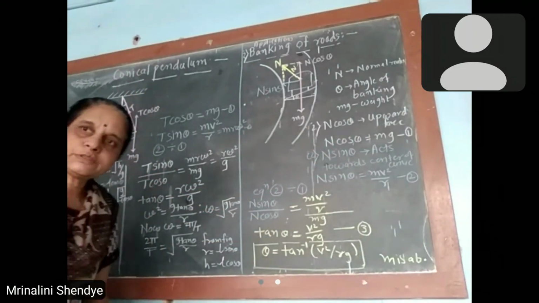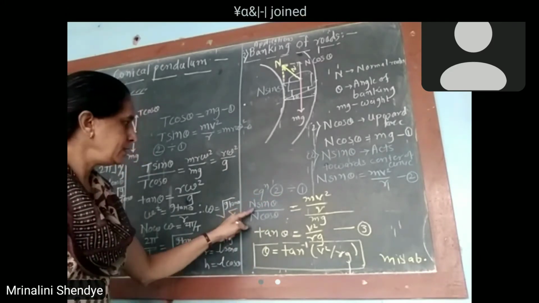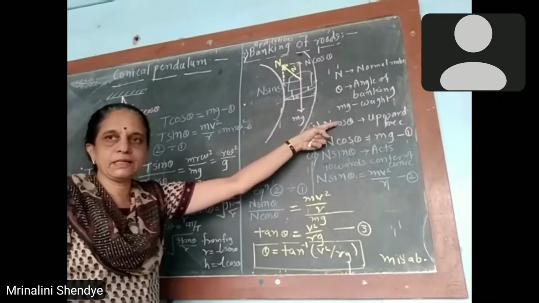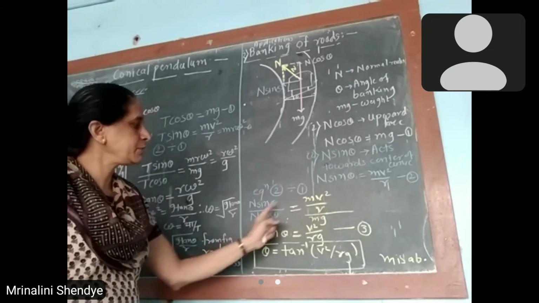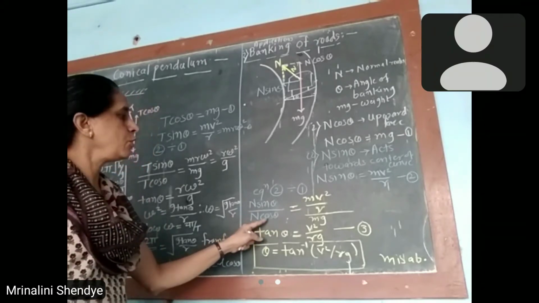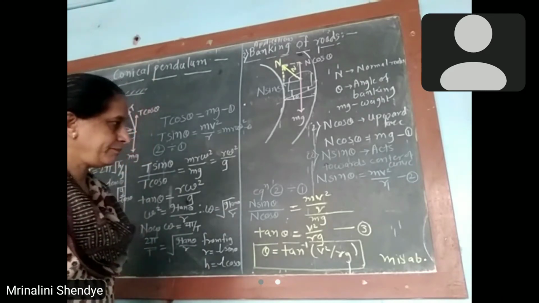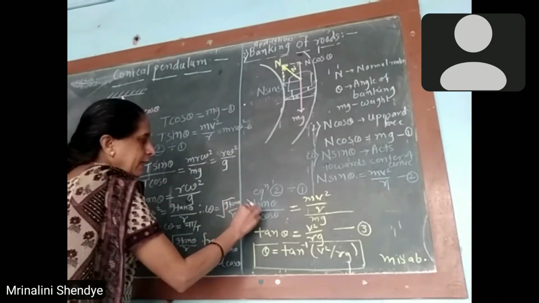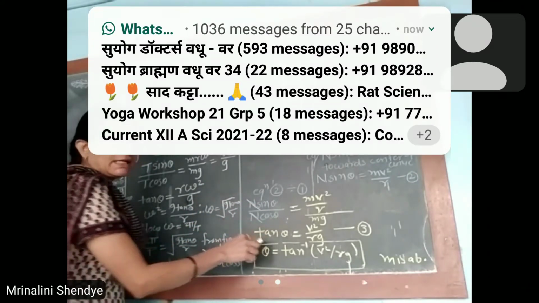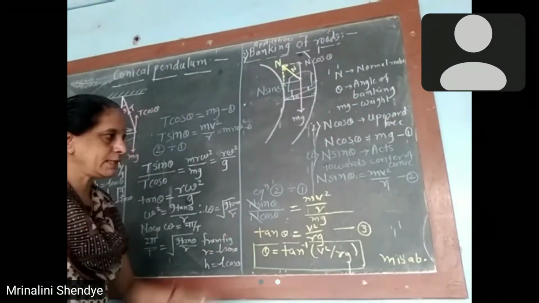I am going to divide equation 2 by equation 1. What do we get? N sin theta divided by N cos theta on one side; on the other, the second divided by the first, mv square upon r divided by mg, because N cos theta is equal to mg. Only the values are substituted there. So N will get cancelled. You have studied sin theta upon cos theta in trigonometry. It is equal to tan theta, so tan theta is left over there.